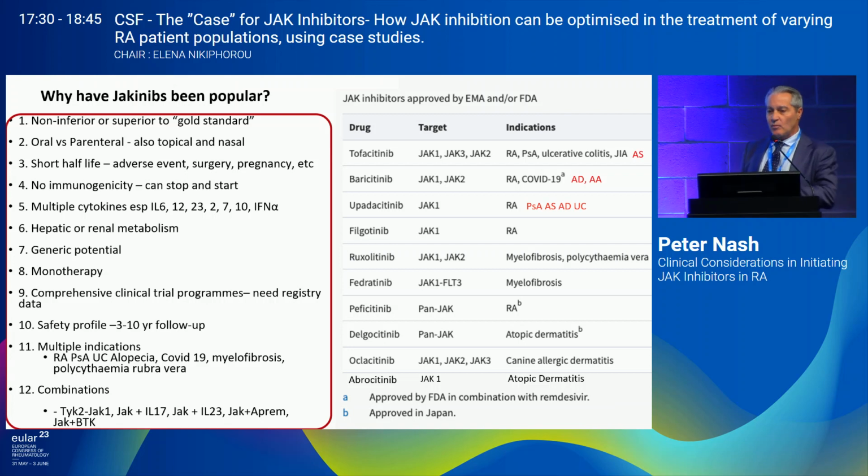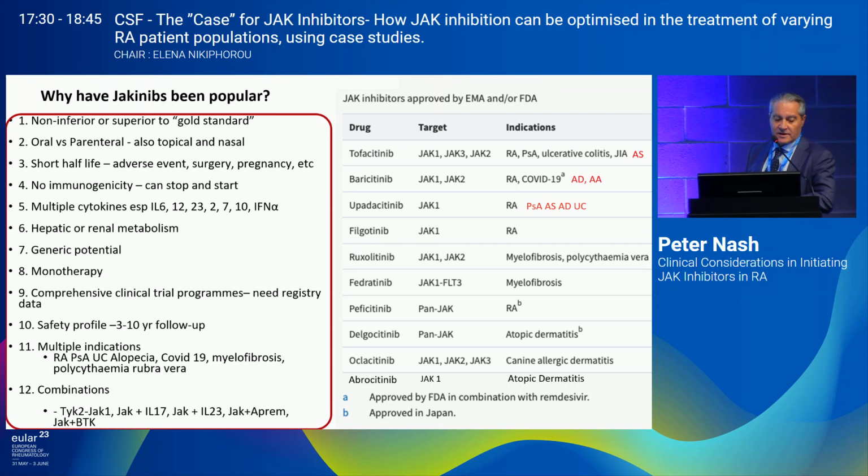And why? What is the advantage? Why have they been so popular? Well, they've had lovely studies which we're not going to go into because we've got a very short amount of time. They're either non-inferior or superior to the gold standard, like adalimumab plus methotrexate in rheumatoid arthritis. Of course, oral, short half-life, no immunogenicity. You can stop and start if someone has an infection, surgery, pregnancy, an issue that is of relevance.